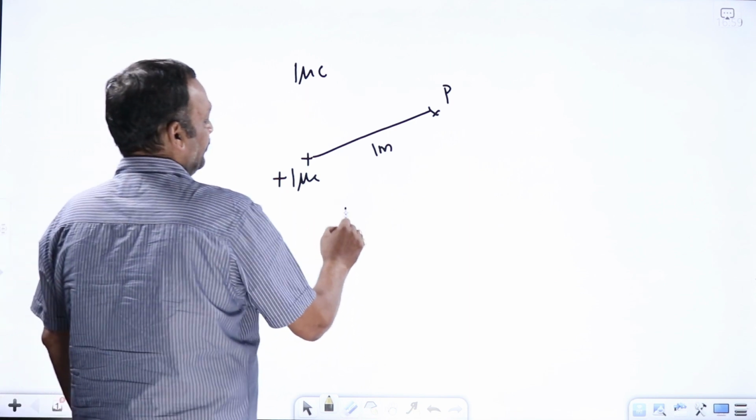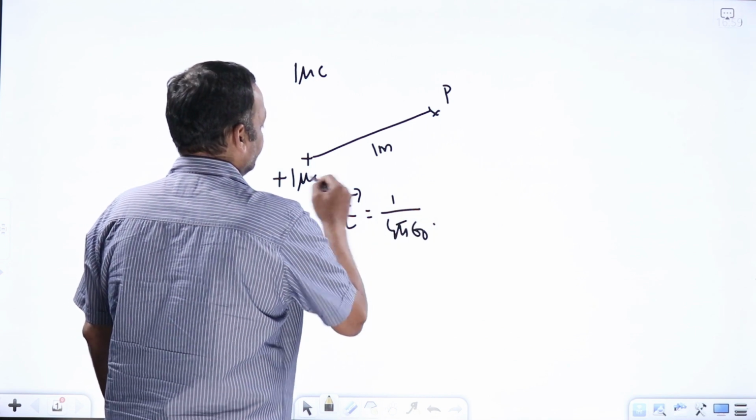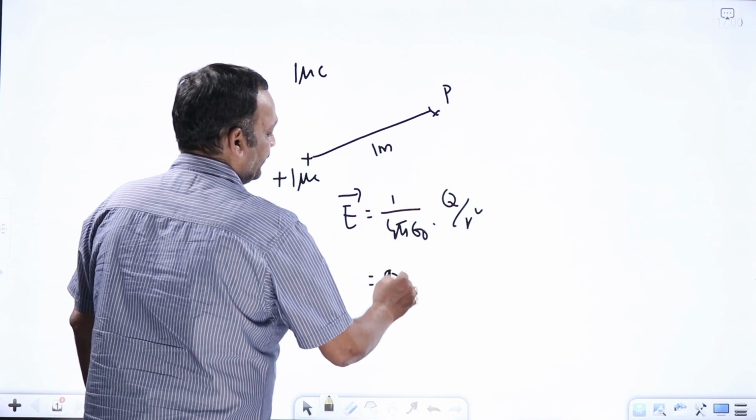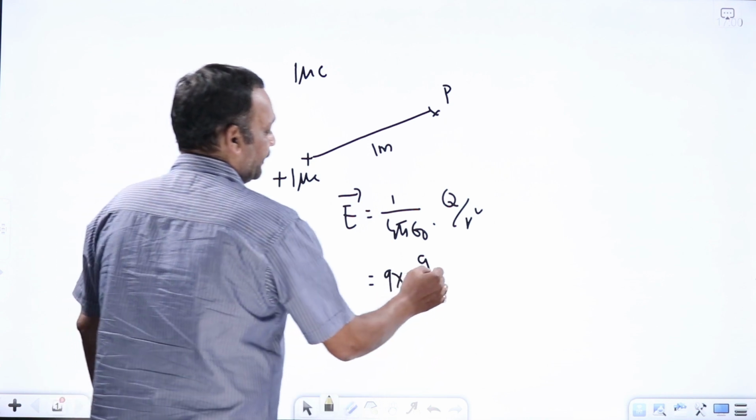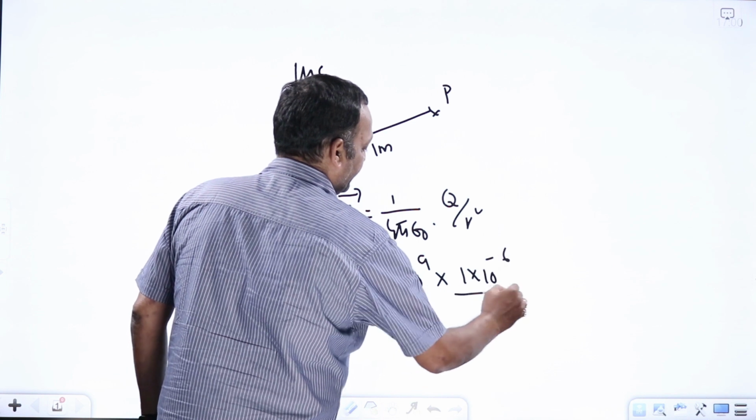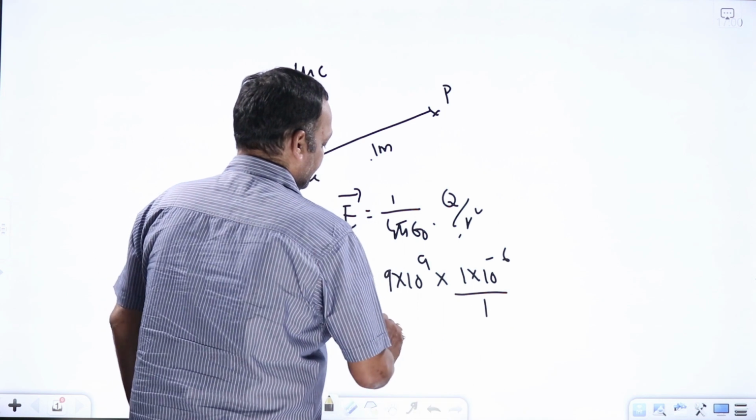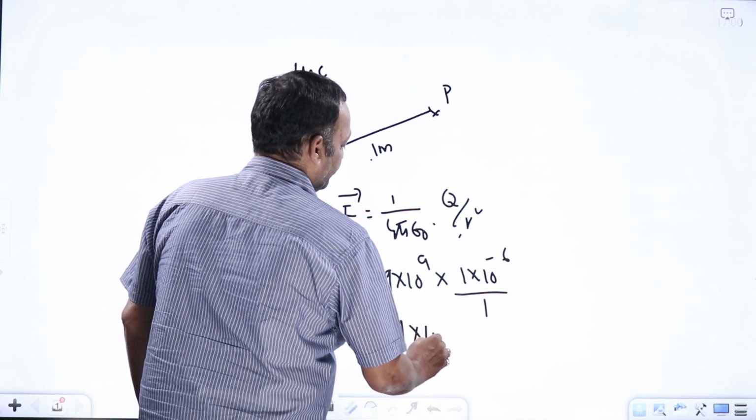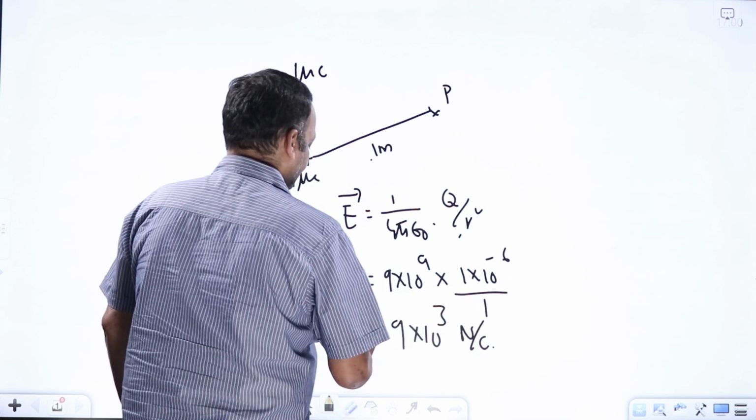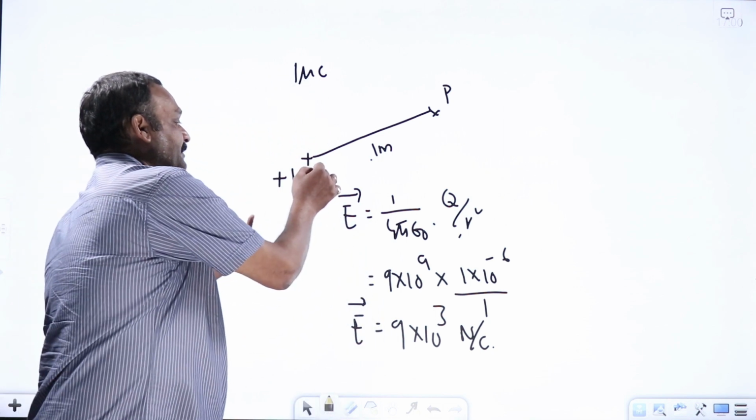Just now we have seen electric field intensity E bar equals 1 by 4 pi epsilon naught, capital Q by R square. 1 by 4 pi epsilon naught value is 9 into 10 to the power 9 in SI units, into the charge, 1 microcoulomb, that is 10 to the power minus 6, by distance 1 meter, 1 square is 1 only. So the electric field intensity is 9 into 10 to the power 9 into 10 to the power minus 6, that is 9 into 10 to the power 3 Newton per Coulomb. That is the electric field due to 1 microcoulomb charge at a distance of 1 meter from it.